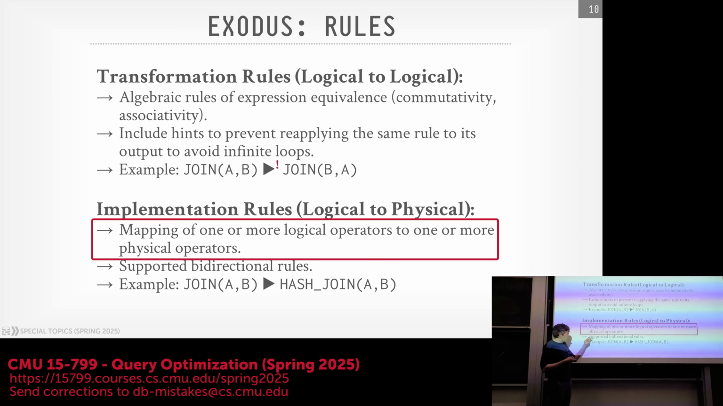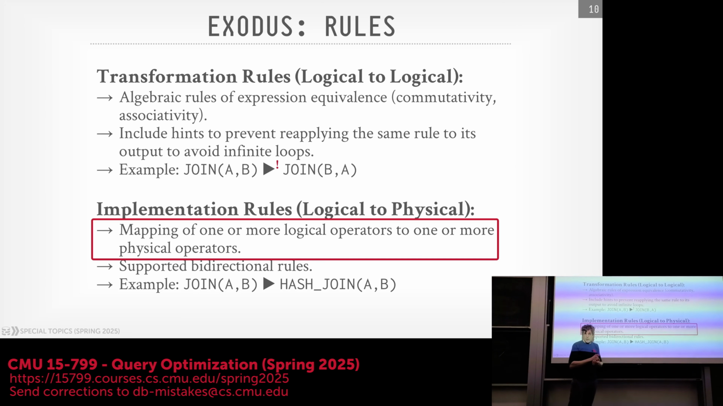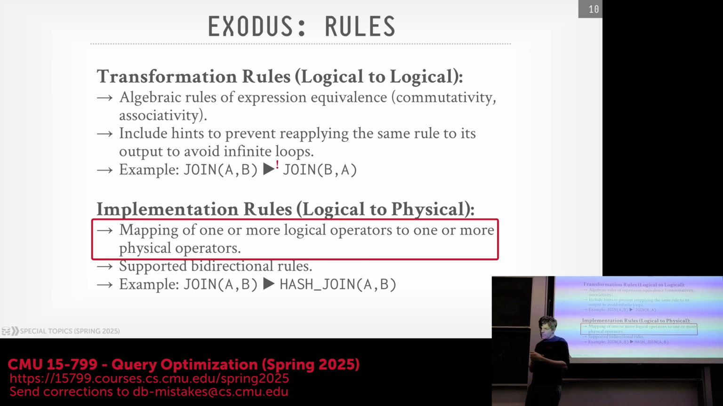The other thing they're also going to be able to do is support bidirectional rules, meaning you could have a logical to physical transformation, and then also go back in the other direction potentially, from physical to logical. Volcano's not going to do that, right?